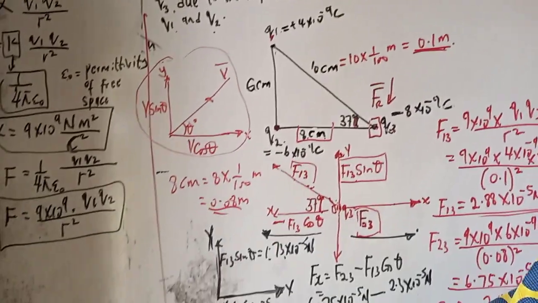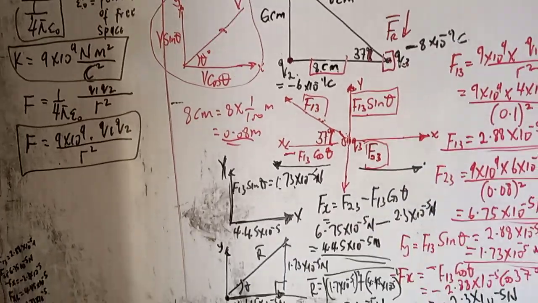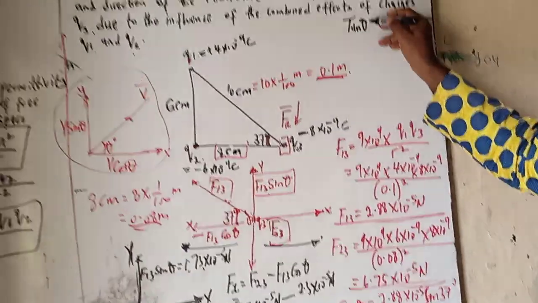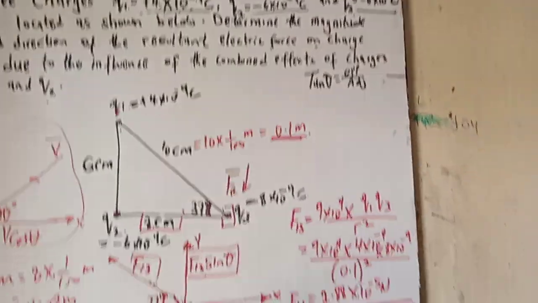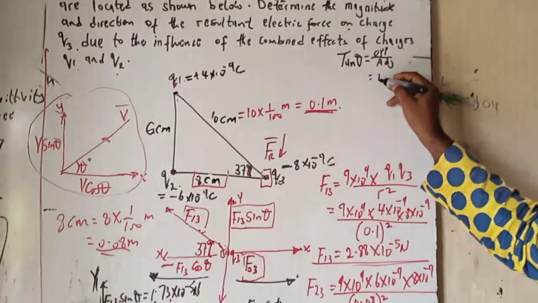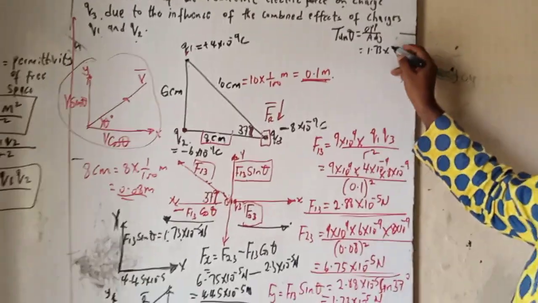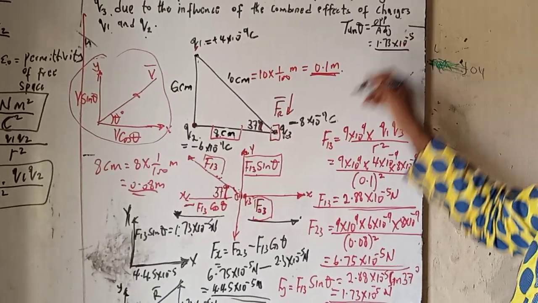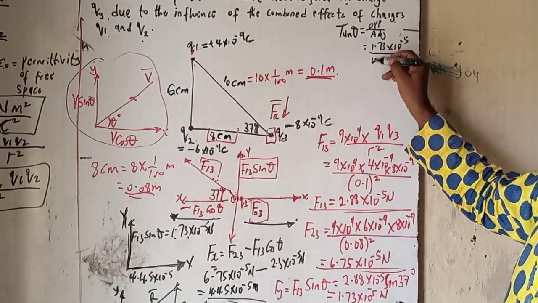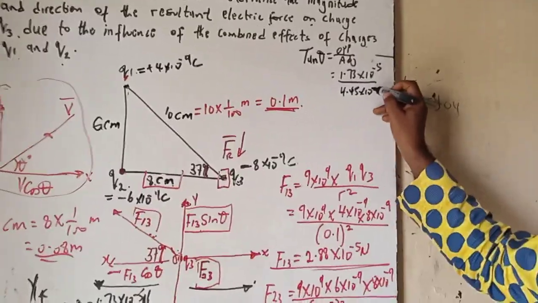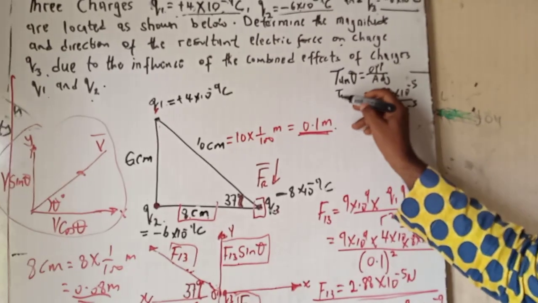Now, how do you find this direction, theta? We can have tan theta. Tan theta is opposite divided by adjacent. And the opposite in this triangle is 1.73 times 10 raised to the power minus 5 over adjacent. The adjacent is 4.45 times 10 raised to the power minus 5. So that's our tan theta.